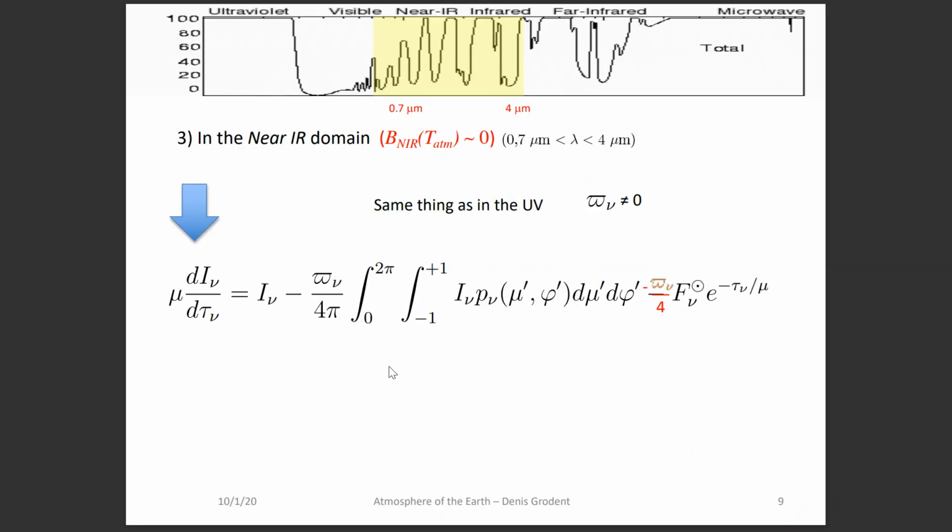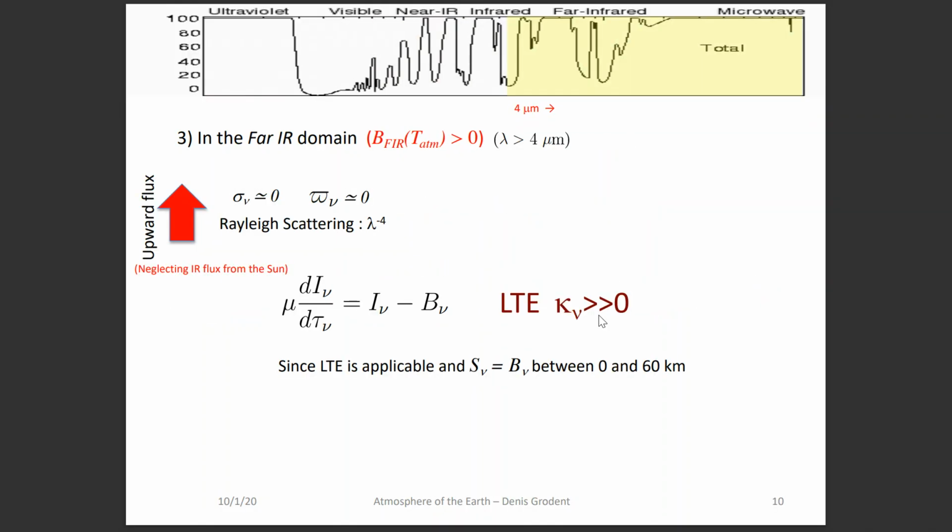So in the near infrared domain, what is happening right here? We begin to have strong absorption bands, and we have some attenuation. The attenuation terms come back right here. We'll have some scattering, but scattering is less and less efficient because the wavelengths are more and more bigger. So that's what we have in the near infrared domain.